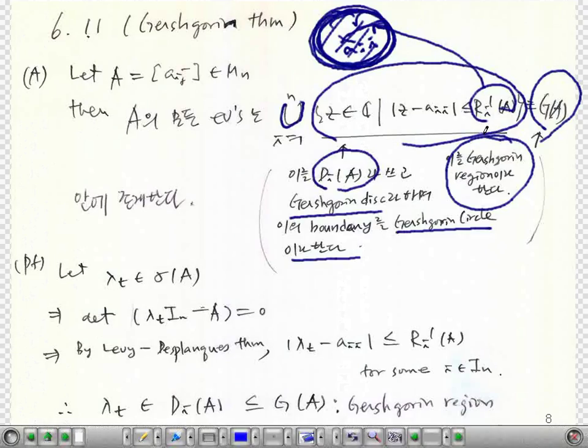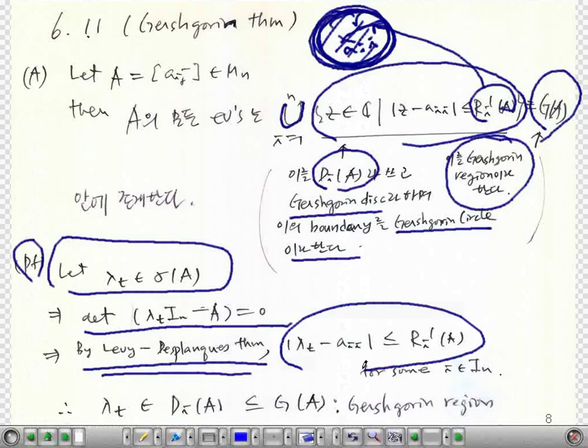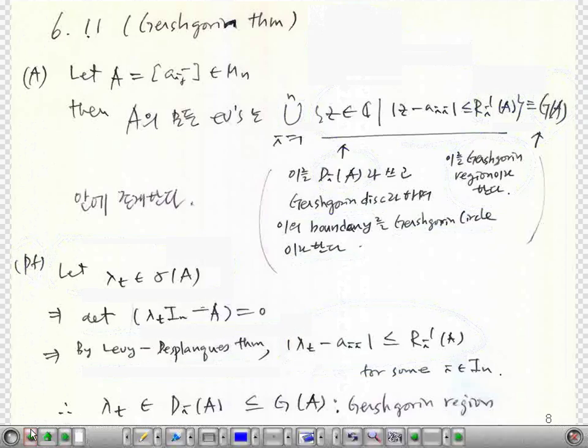Proof. So simple. Let lambda t be an eigenvalue of A. Then what do we have? The determinant of lambda t I minus A should be 0, isn't it? Now lambda t, if the eigenvalue is a solution of the characteristic equation, then by the Levy-Desplanques theorem, we should have this. Isn't it? Here.